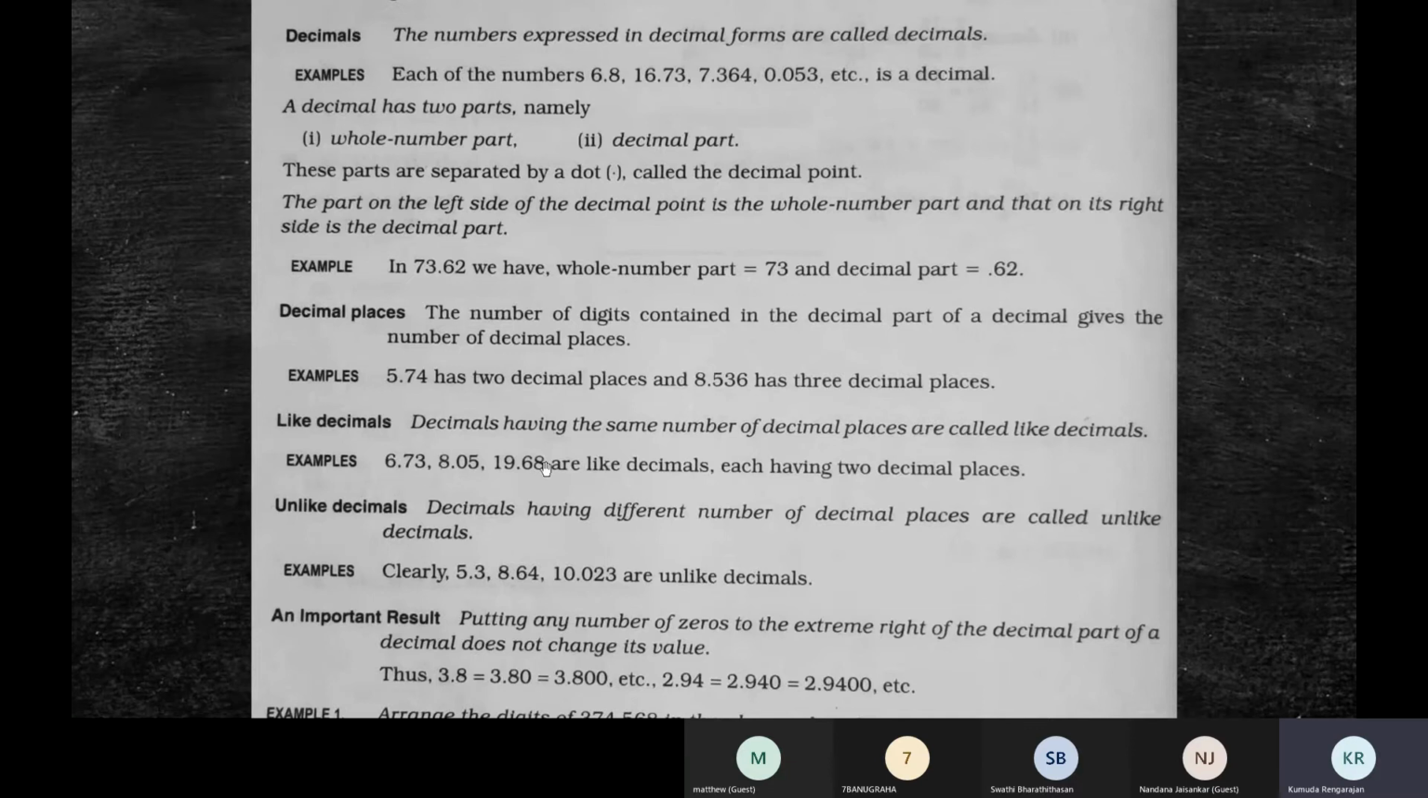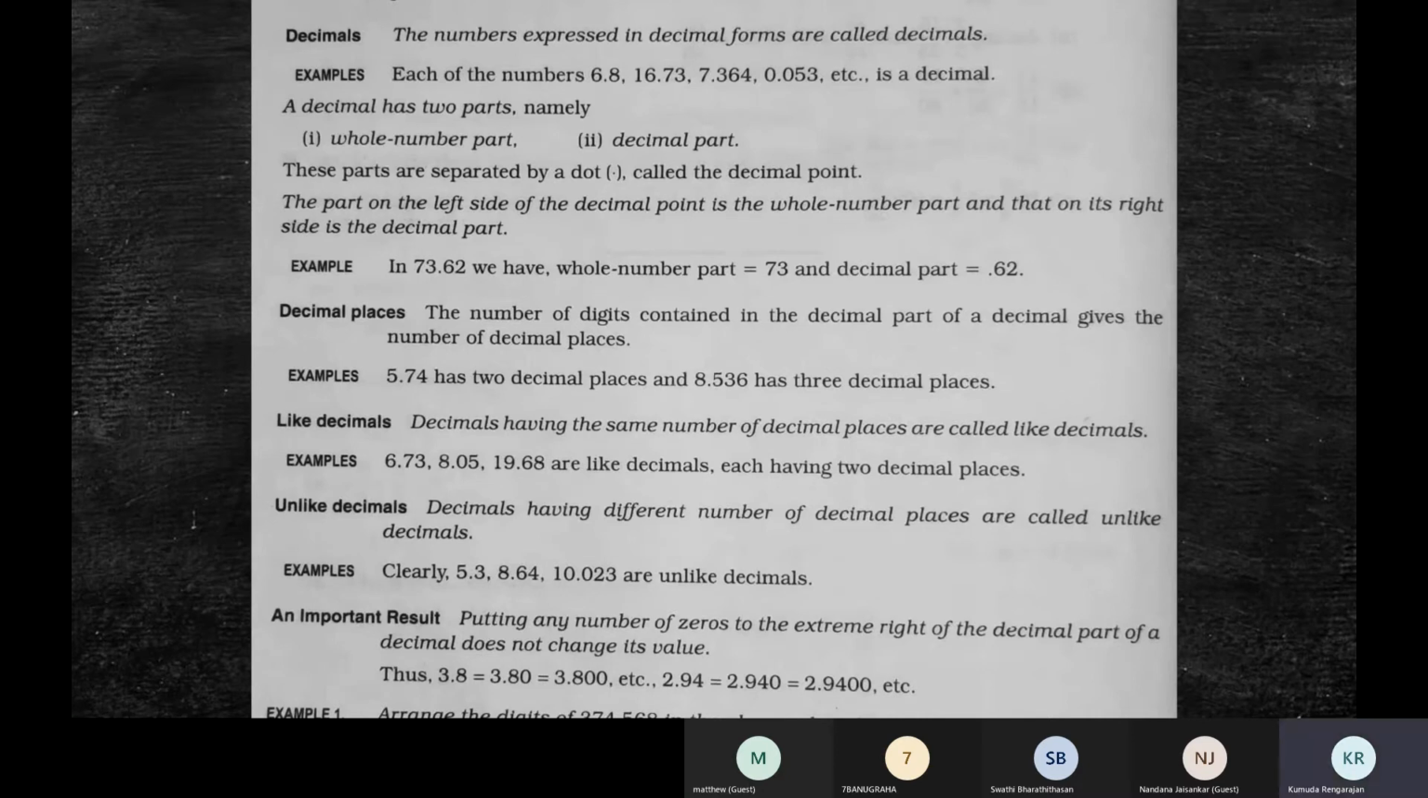So these three decimals, you can also call them numbers. These numbers are decimals. They are numbers only. Don't get scared as to how we should call them. All right. Now, when you look at these three decimals, they have the same number of decimal places: two decimal places, two decimal places, two decimal places. So they are called like decimals.